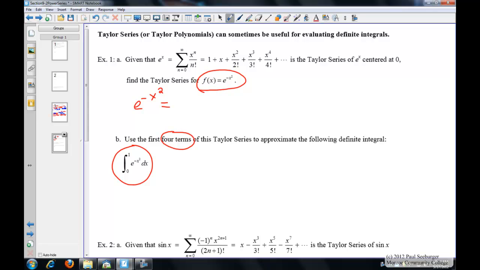So here we're going to plug that negative x squared in over x. We get 1 plus a negative x squared in parentheses, plus a negative x squared over 2 factorial, plus negative x squared cubed over 3 factorial. And let's see, to find the Taylor series we need to just put the plus dot dot dot here. And that effectively is the Taylor series.